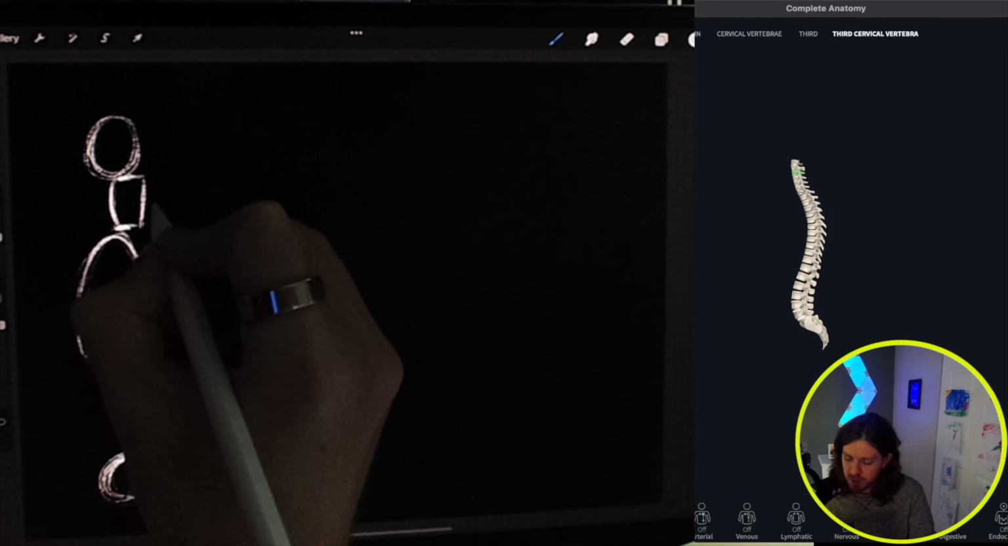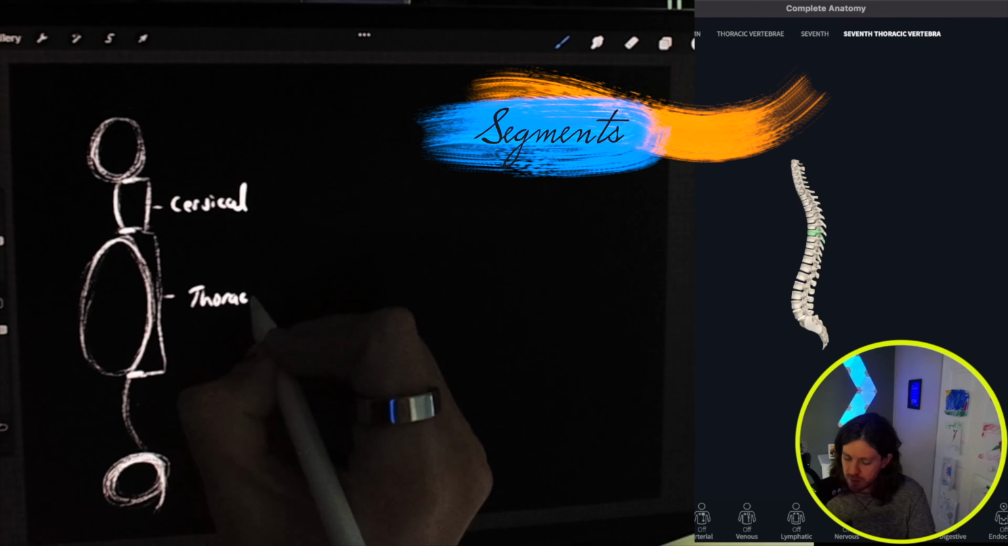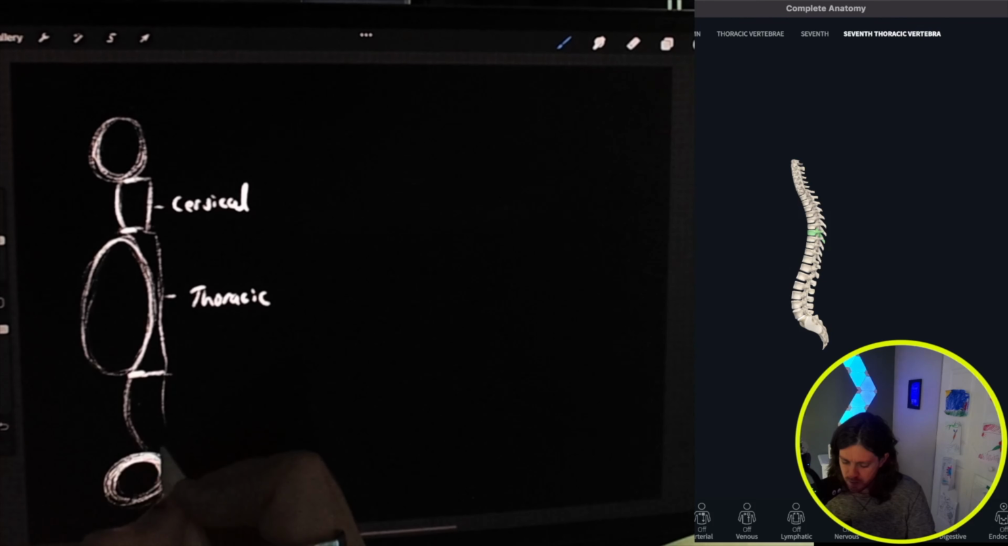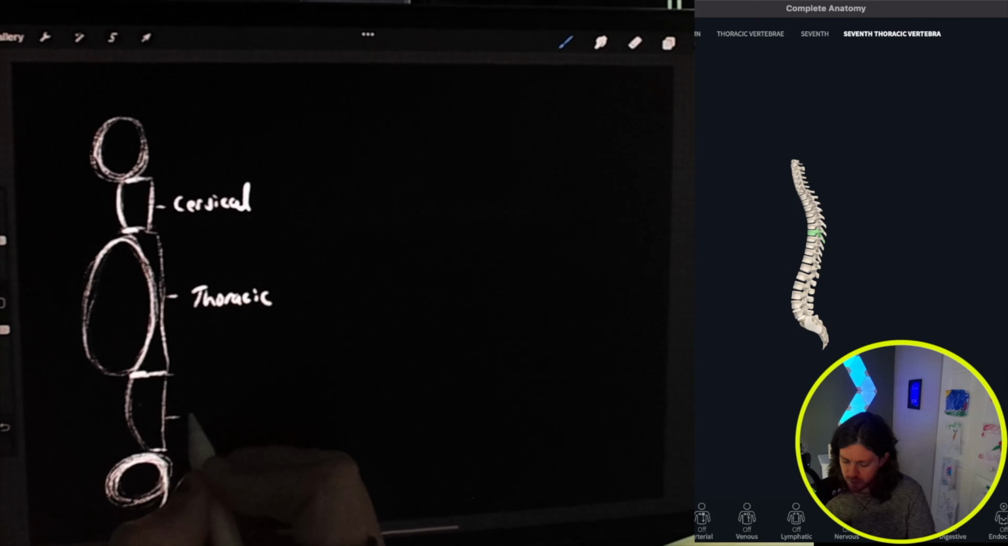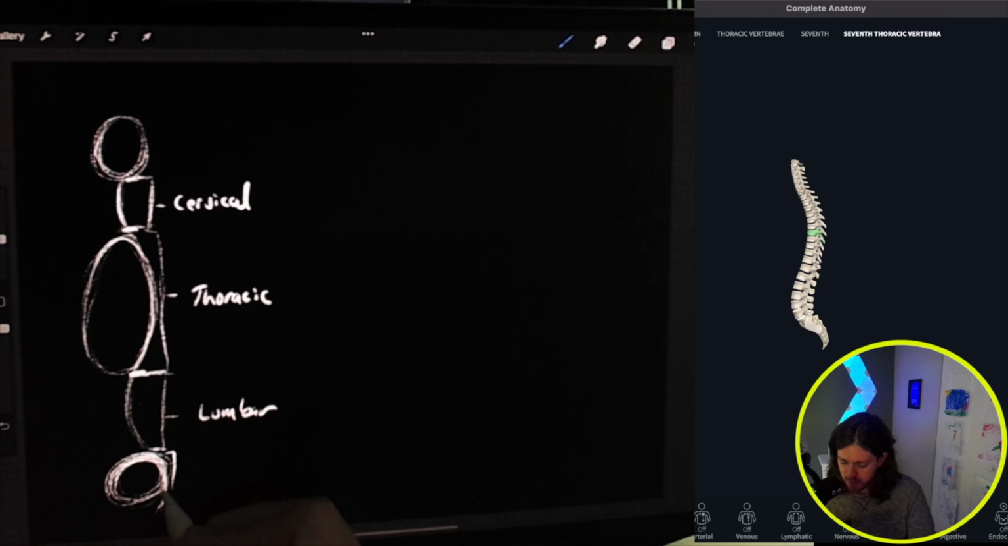The top section here is the cervical. The section here with the ribs is called the thoracic. The bottom section here is called the lumbar. The section here on the pelvis is called the sacrum. And the tailbone section is called the coccyx.